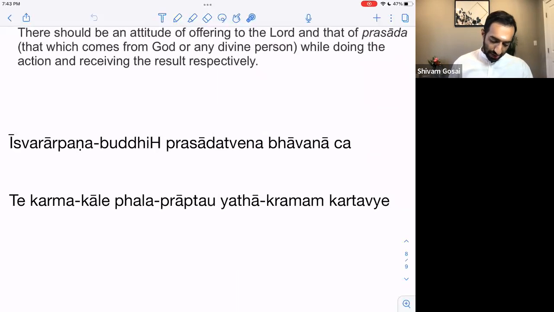We're just going to look at the sentence: Ishwararpana buddhihi, I broke the sandhis, prasadatvena bhavana cha, te karmakale phalaprapto yathakramam kartavye. We don't have a verb here. If you scan each word, we don't have a verb. We have a verb-like word, but we don't have a verb. So we can add asti, we can add bhavati. I'm not going to write that, but we know that it's implied. Something is.